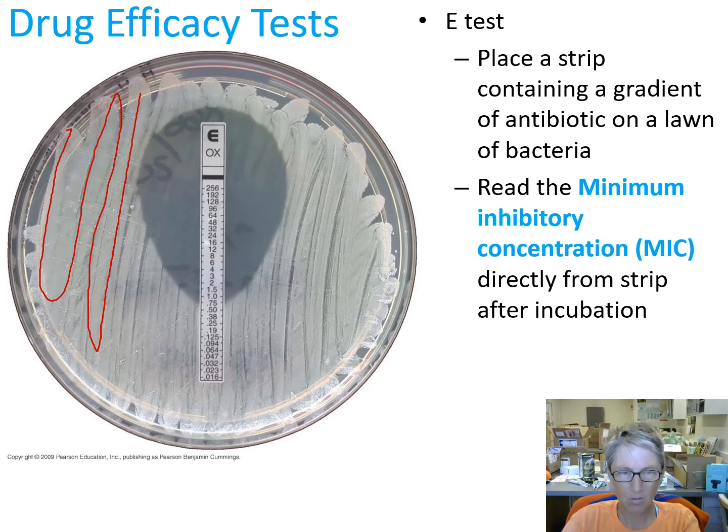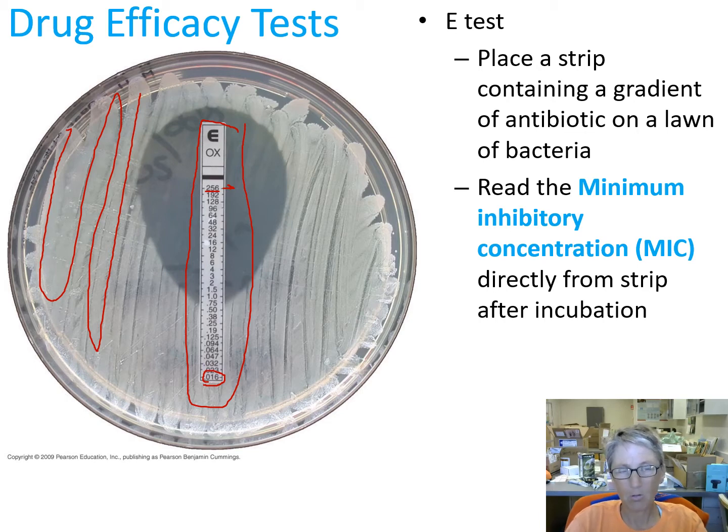And then you place this strip, this E-strip, this white thing right here. You place this strip that has a gradient of antibiotic. So it doesn't have the units, but this is 256, pretend it's milligrams per mil, down to 0.016 milligrams per mil of the drug. And then the drug will diffuse out of the strip, and you can see at these different concentrations how much bacteria is killed.